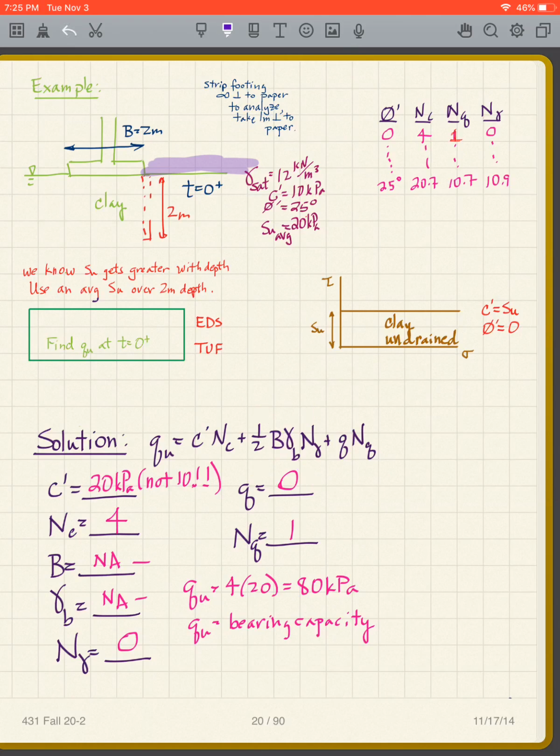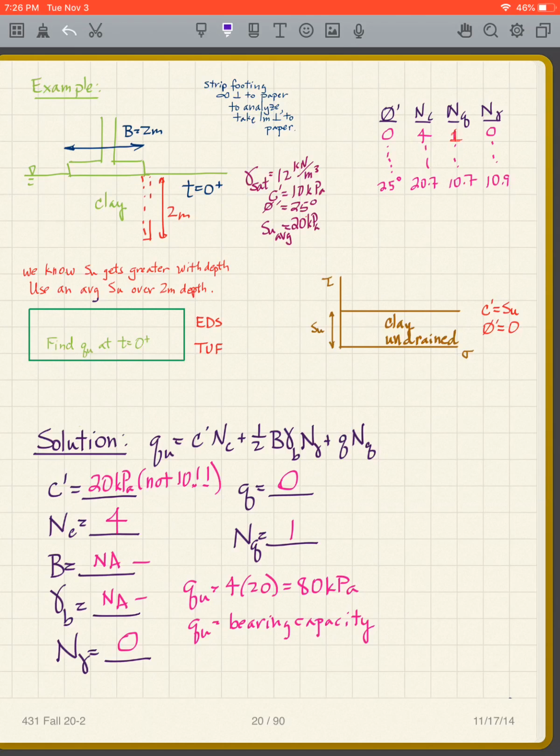In other words, I get my Q. And that means what? If I end up with a stress here of 80 kilopascals, I get failure. And I'll get this failure here. So now that's my bearing capacity. It's a stress, notice the units, it's kilopascals. It's the stress that we need to have at the bottom of the footing to cause failure.